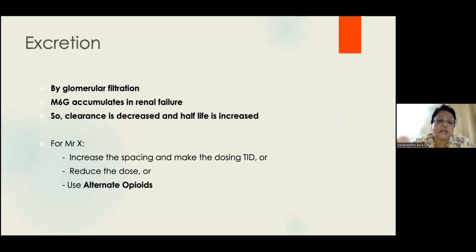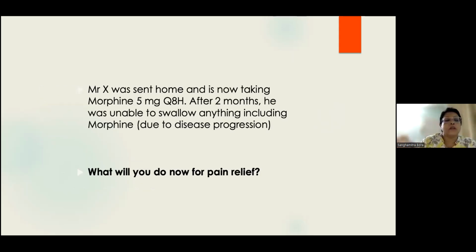So for Mr. X, we will increase the spacing and make the dosing TID. These are options that I'm giving. We will not give him every 4 hours. We will actually give him every 6 to 7 hours. And we will also have to reduce the dose, or use alternate opioids, as the doctor has already told. So now he was sent home and is now taking morphine 5 milligrams every 8 hours.